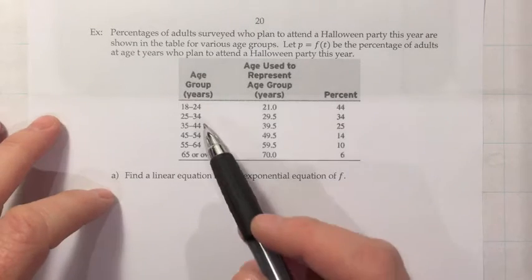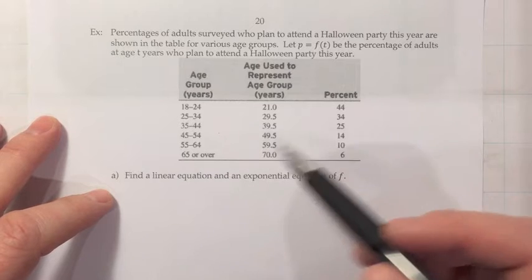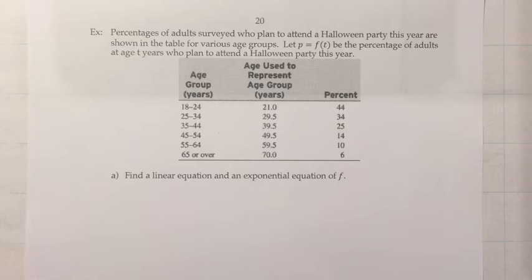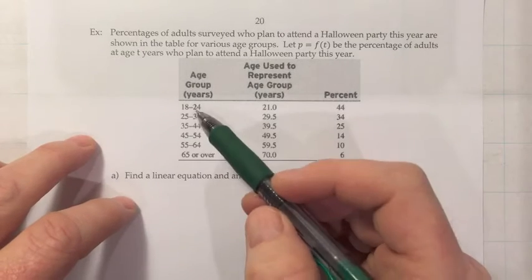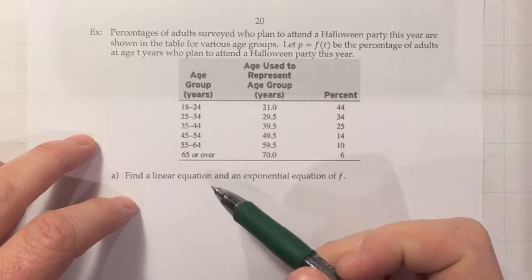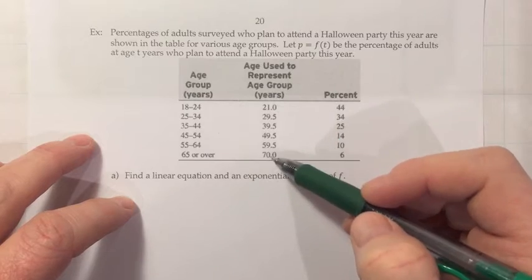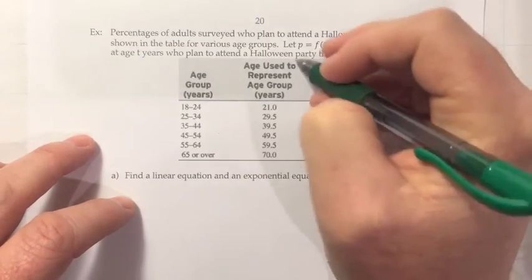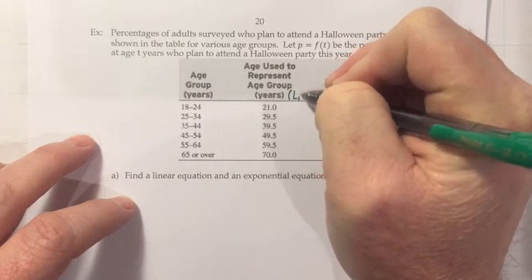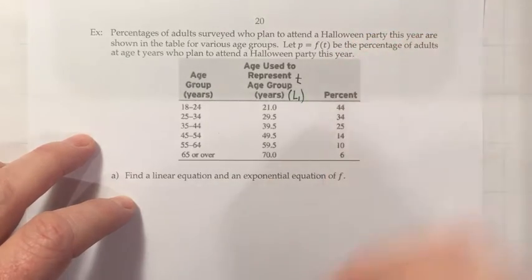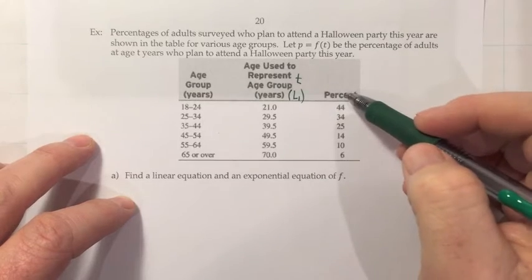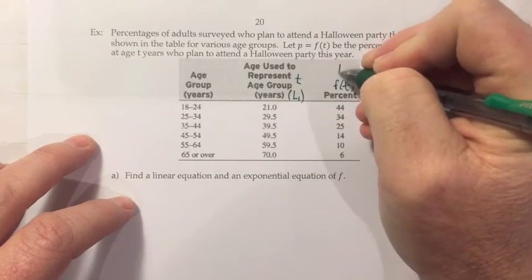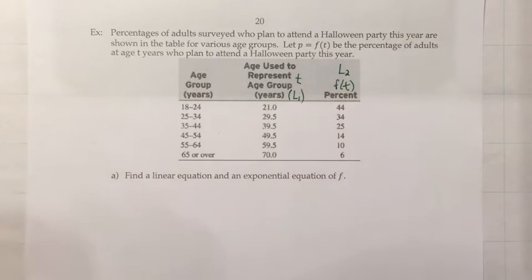So we've got people in age groups, and then we have a percentage for those groups. But as we've talked about before, you can't really put an age group into the calculator to do regression. So what we're going to want to do is take this representative, which is kind of in the middle of each age group, and let that be our input. So that's going to be L1. It's also going to be our variable t. And this will be our percentage, or our values of f of t. And we'll put those into L2.